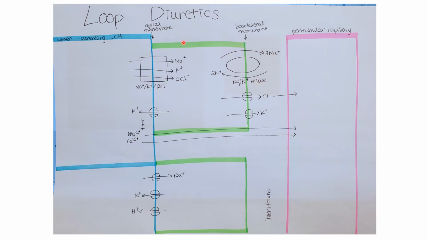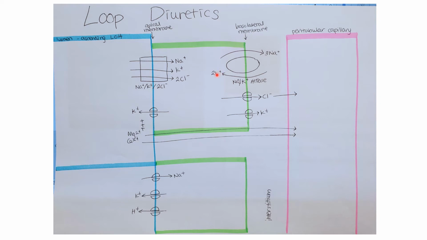As you can see here, we have loads and loads of different channels, co-transporters, and ATPases. So let's start. In a normal physiological setting, we have our sodium-potassium-2-chloride symporter, or co-transporter, whatever you want to call it, here in the apical membrane. What it does is bring sodium, potassium, and 2-chloride into the cell.